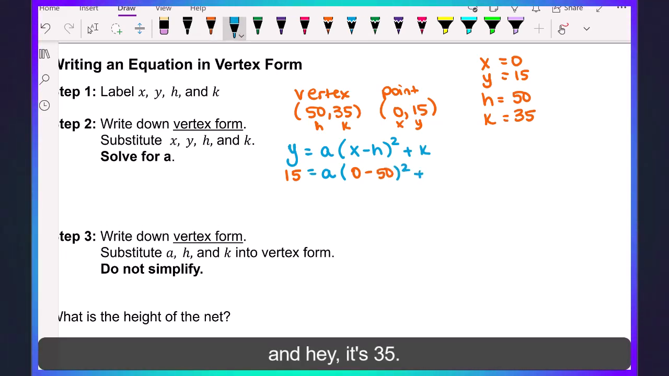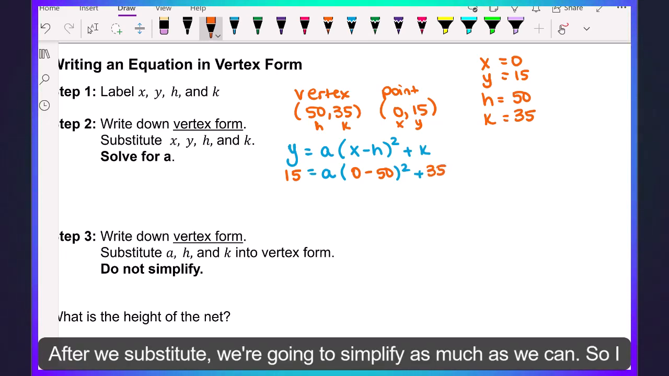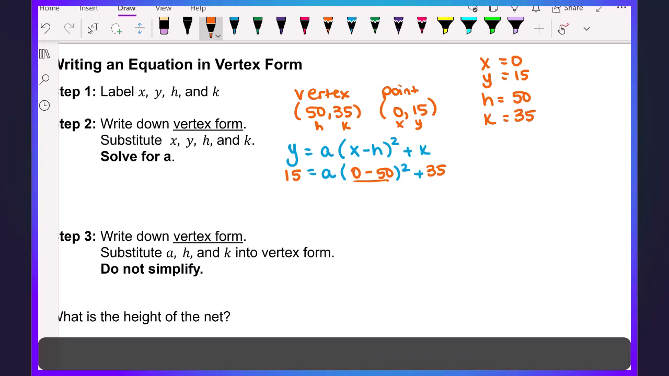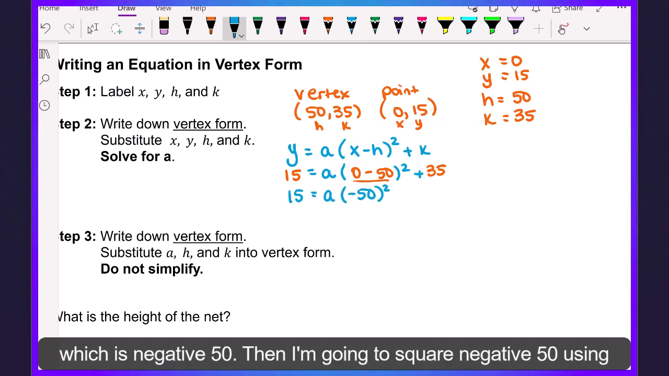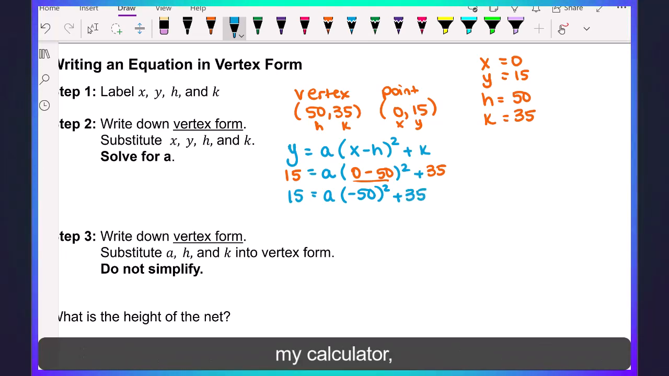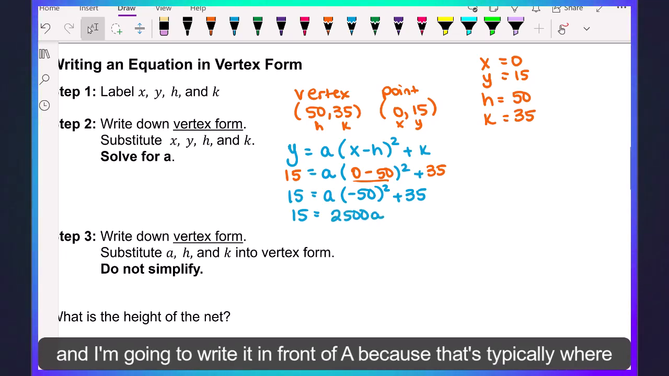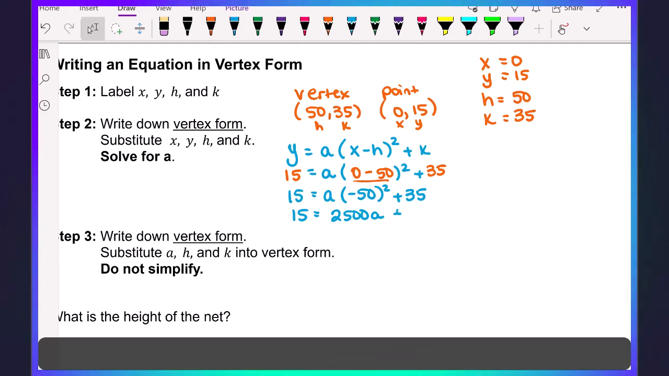And k is 35. After we substitute, we're going to simplify as much as we can. So I can go ahead and do 0 minus 50. Swap back to blue, which is negative 50. Then I'm going to square negative 50 using my calculator, and I get 2,500. And I'm going to write it in front of a because that's typically where we write the coefficient.